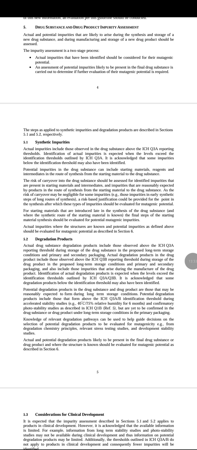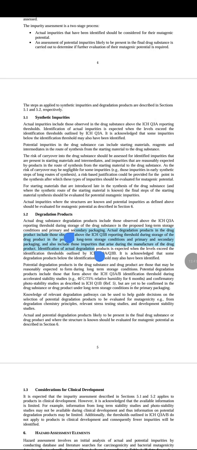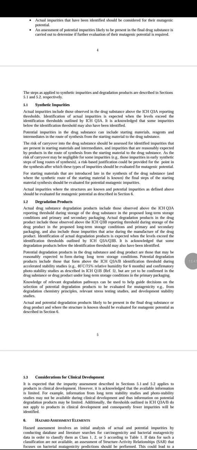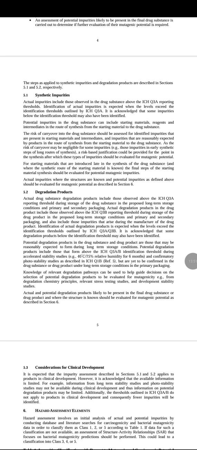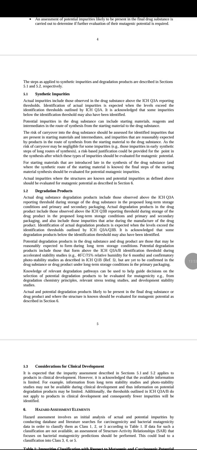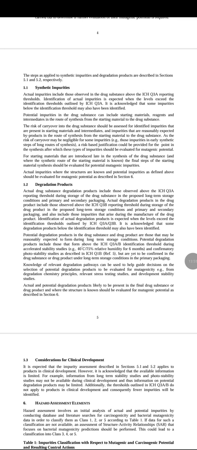Actual and potential impurities that are likely to arise during the synthesis and storage of the new drug substance and drug product should be assessed. The impurity assessment is a two-stage process. Actual impurities that have been identified should be considered for mutagenic potential. An assessment of potential impurities likely to be present in the final drug substance is carried out, determining if further evaluation of mutagenic potential is required.